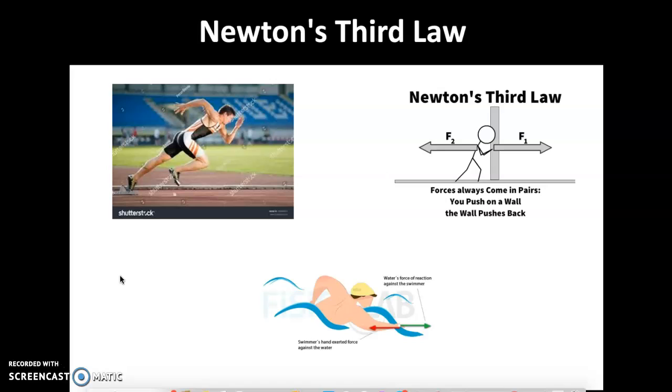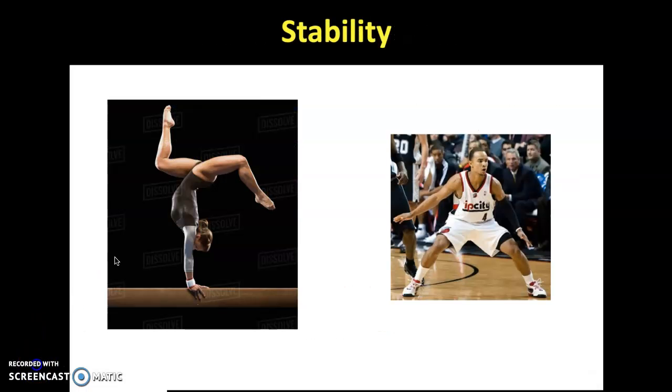So in summary, this law is mainly about reactive forces and how every action and movement has an equal and opposite reaction force. So now we're going to be looking at stability, what stability is and how it can affect our performance in our sports.